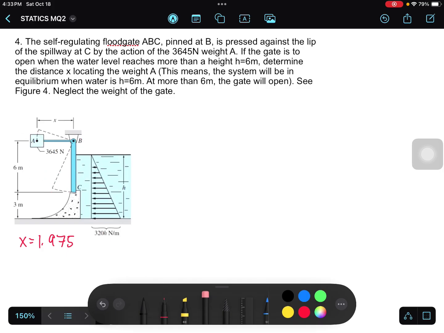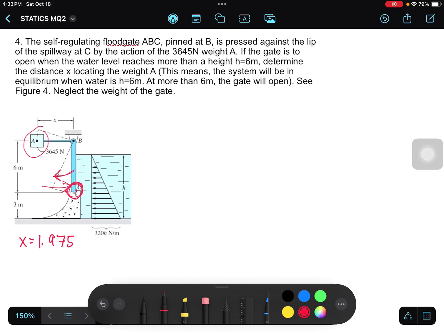So, if the gate is to open, when the water level reaches more than the height na 6 meters, sabi niya, the gate will open kapag ang height ng tubig dito ay 6 meters pataas. So, above 6 meters, mag-o-open na to. So, what does that mean kapag mag-o-open na to? Ibig sabihin, yung pabigat na to is not enough para i-close niya ito. Ibig sabihin, wala na rin yung normal force dito, kasi mag-o-open na yung gate, ibig sabihin, wala nang touching surface dito. So, walang touching surface, that means there's no normal force na. Kasi, mag-o-open na nga yung gate eh.